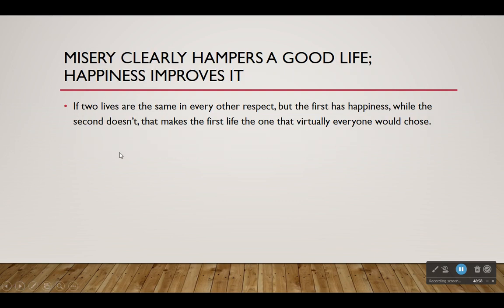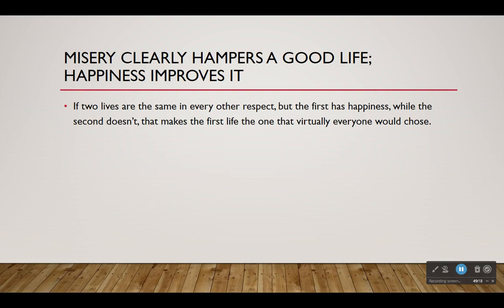Schaefer-Landau goes on to observe that misery clearly hampers a good life, and happiness clearly improves a life. He offers this thought experiment. If two lives are the same in every other respect, but the first has happiness while the second doesn't, that makes the first life the one that virtually everyone would choose.